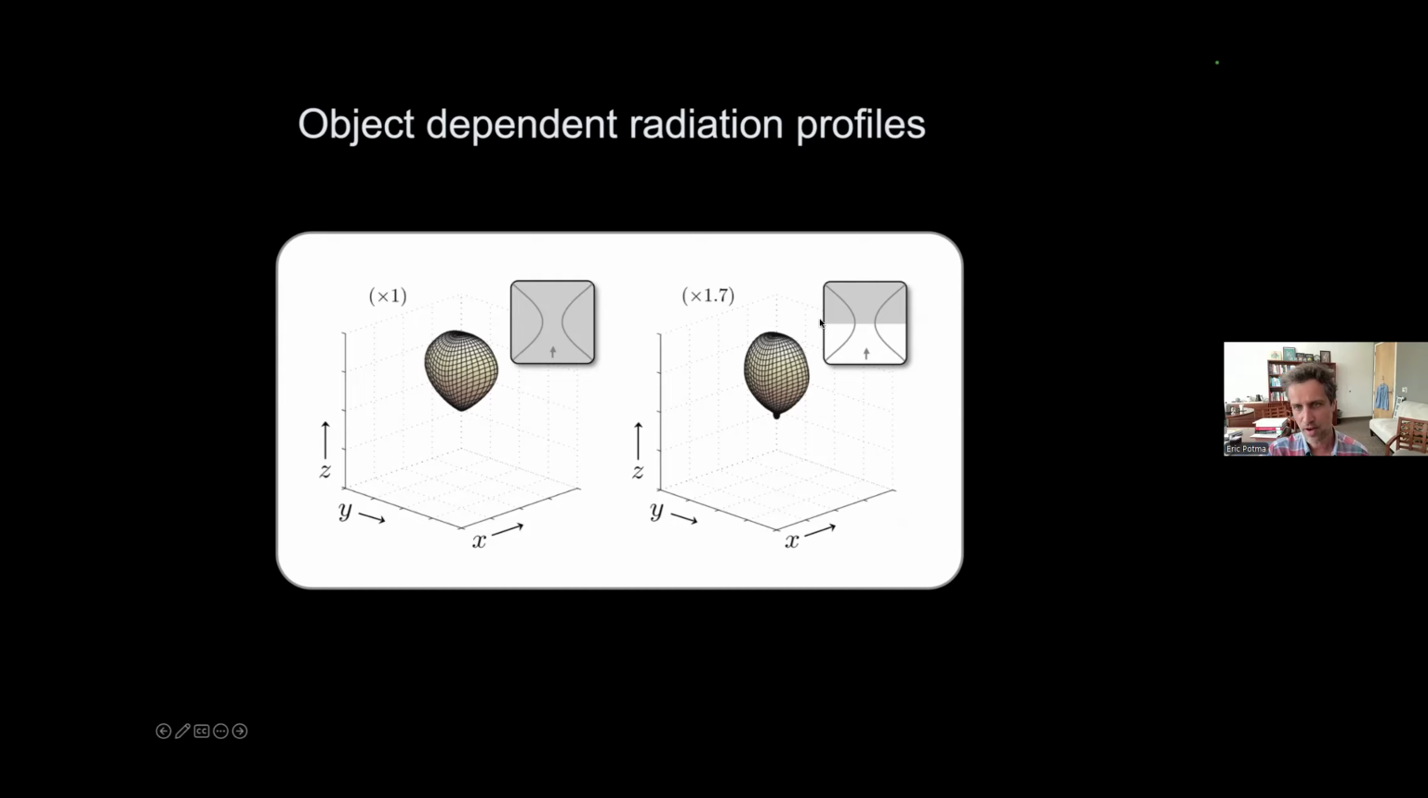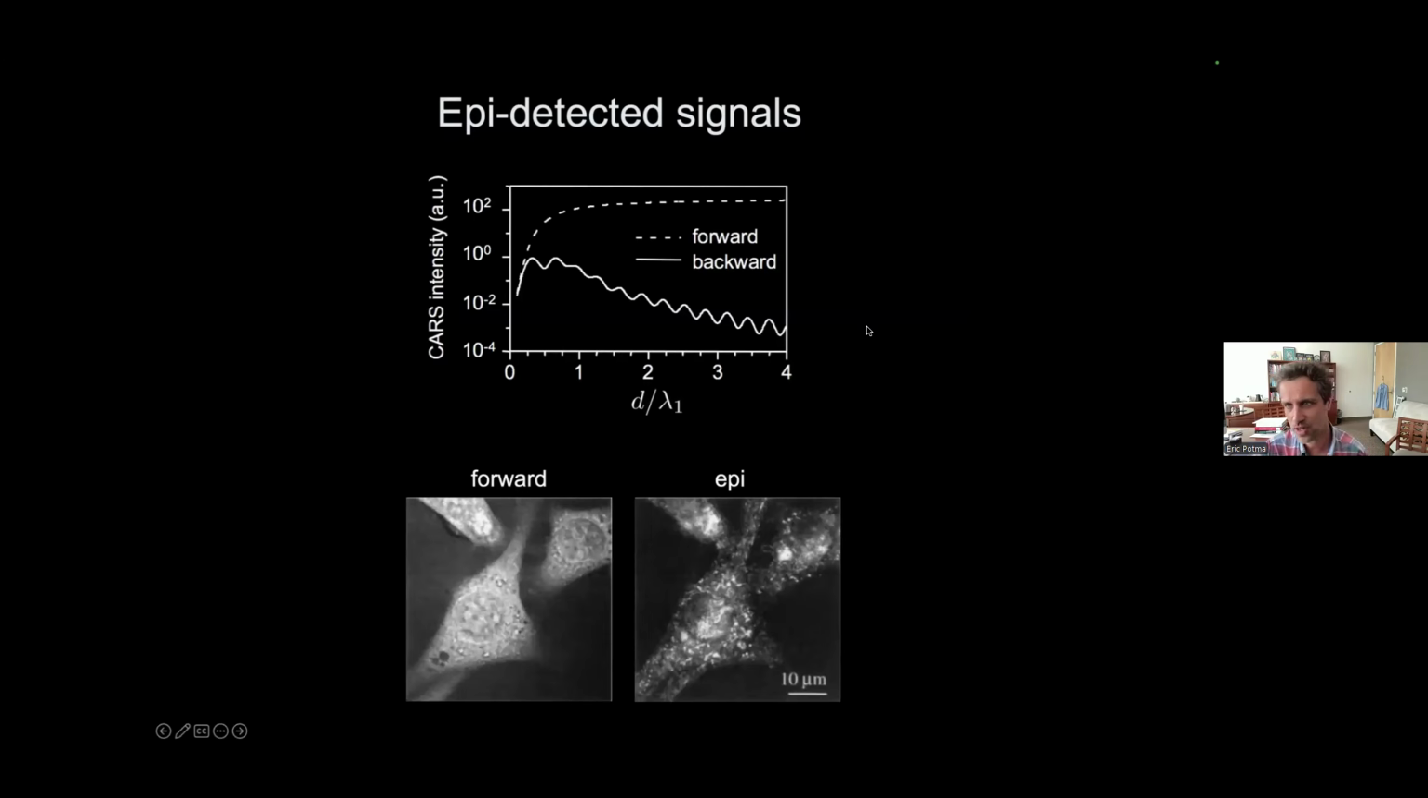Okay, if I fill up only half of my focus, then still a lot of destructive interference in the backward direction, but there's still something left. Just a little bit, as you can see here. So to make a long story short, the emission profile and the amount of signal that you get is highly dependent on where the molecule is and how big the object is. And this is something that is not really playing a role so much in fluorescence microscopy. So this is a nice illustration of that.